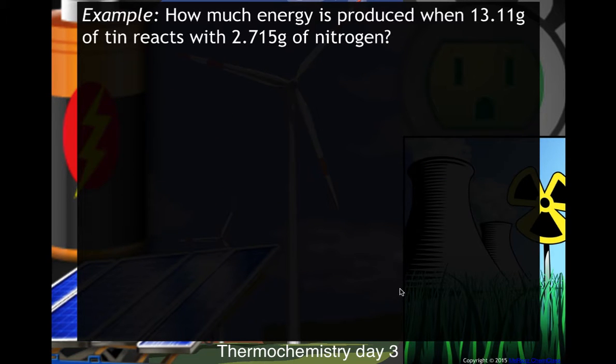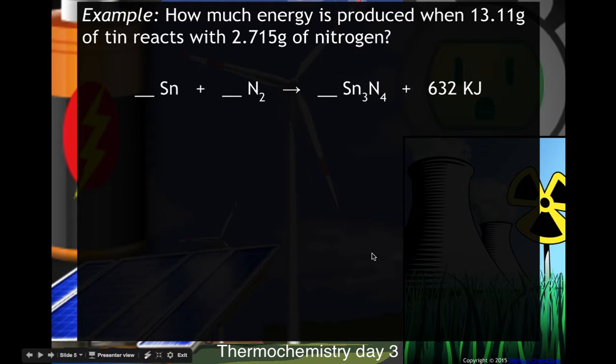Here's your next question. Pause the video and see if you can tackle this one by yourself. Then check with me and see if your answer compares with mine. All right, let's walk through this. Here's the basic equation. How much energy is produced when 13.11 grams of tin reacts with 2.715 grams of nitrogen?